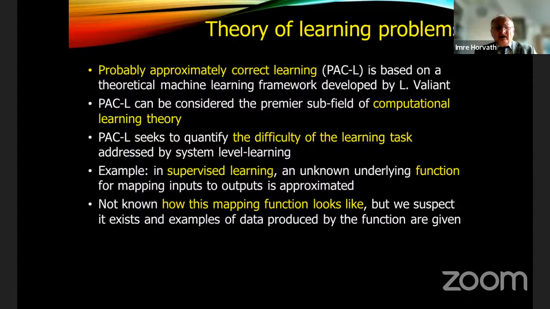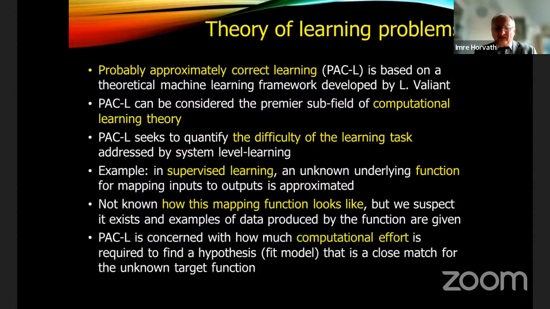And we also assume that examples of data produced by the function are given. So this leads us to a kind of feedback type of use and the generation of this function. The PAC-L is concerned with how much computational effort is required to find a hypothesis, a fitting model, or a transfer function that is a close match for the unknown target function.